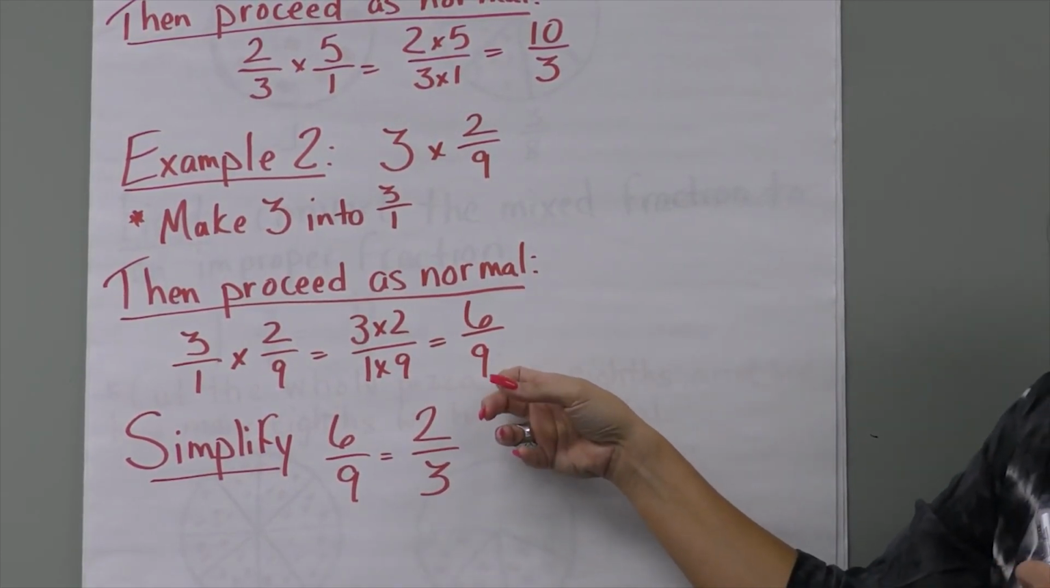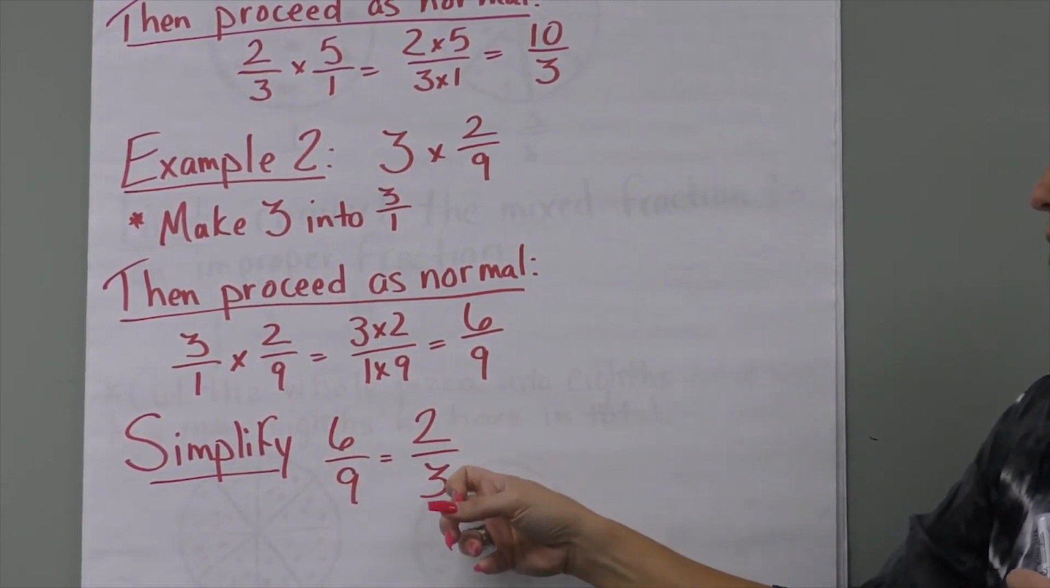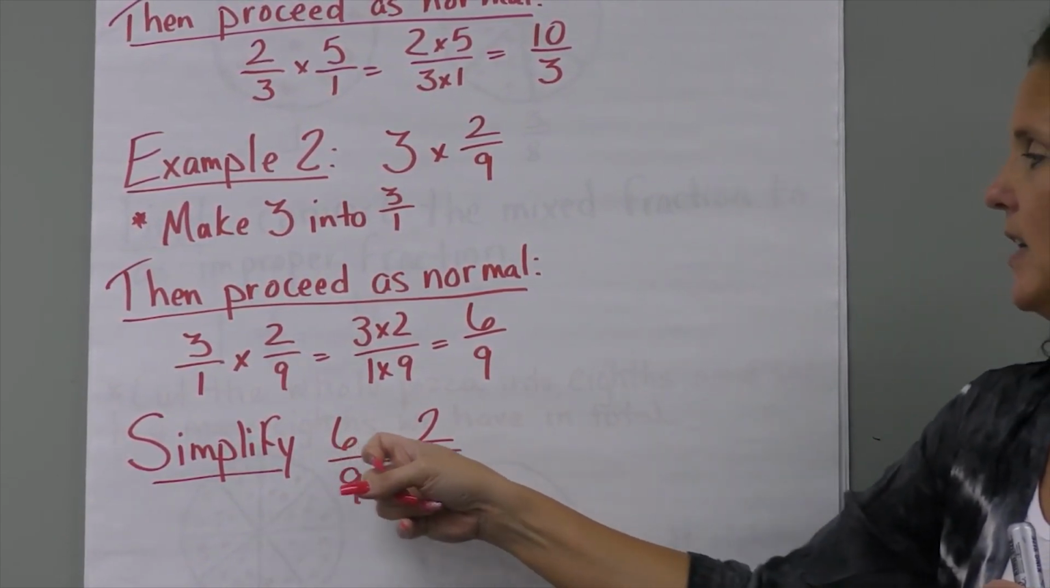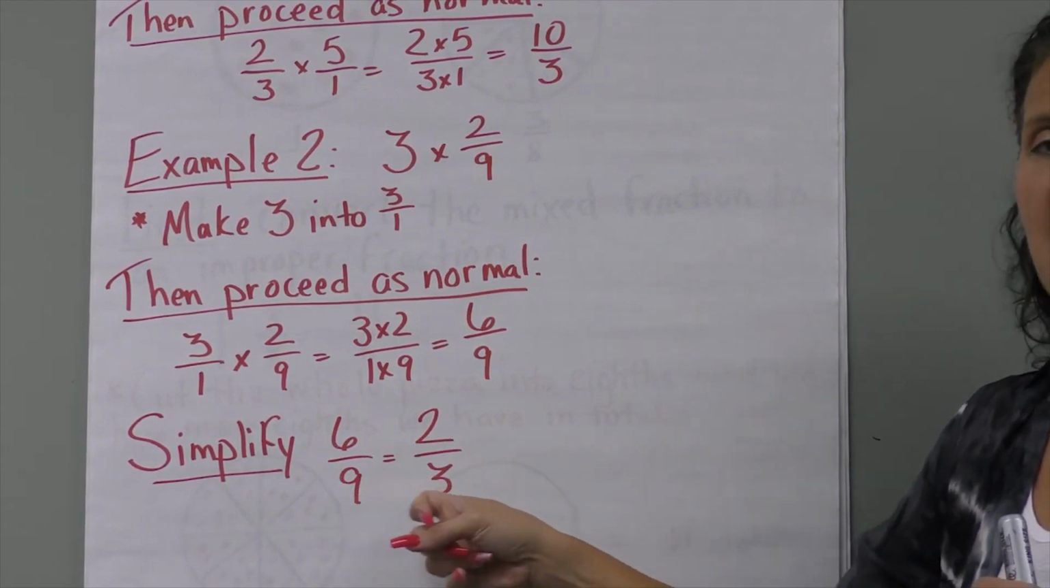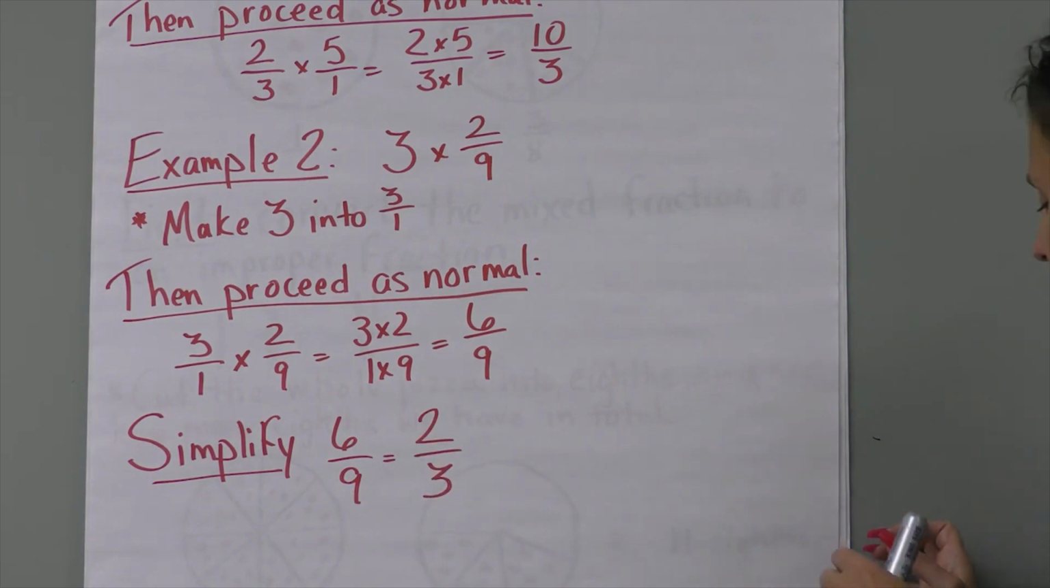Can we reduce that? Yes, we can. We can simplify 6 ninths into 2 thirds, because 3 will go into 6 2 times, and 3 will go into 9 3 times. So our final answer would be 2 thirds.